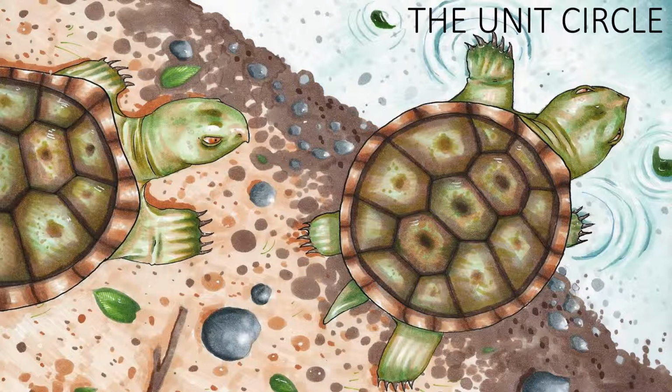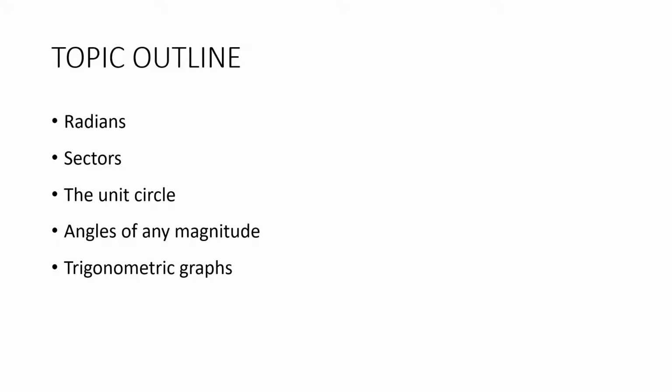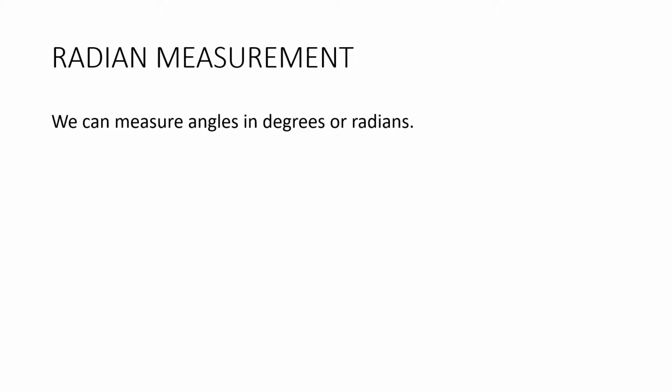Hi everyone, this is the topic, the unit circle. In this topic I'm going to cover all of the theoretical trig for the International Baccalaureate course Maths Standard. So we're going to go through radians, sectors, the unit circle, angles of any magnitude, and then finish off with trigonometric graphs. So let's begin with radians.